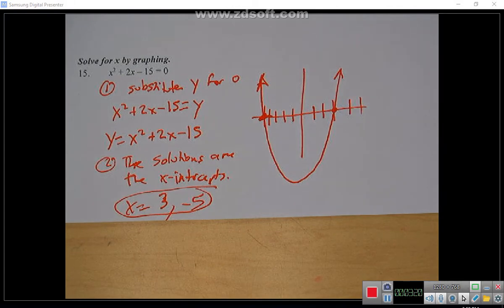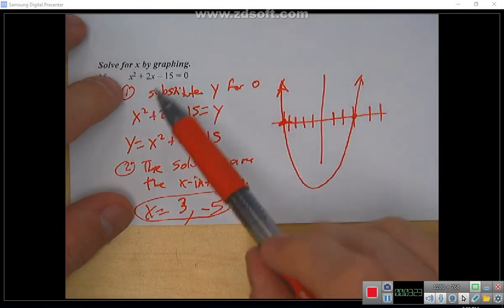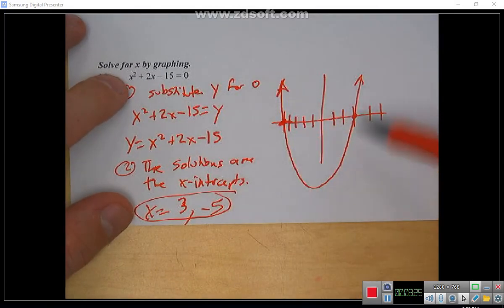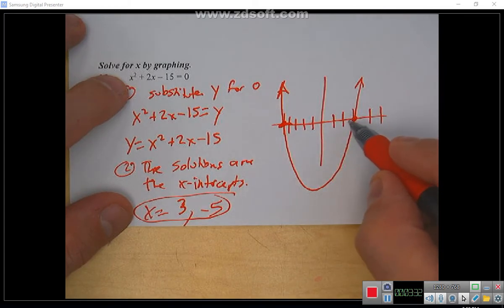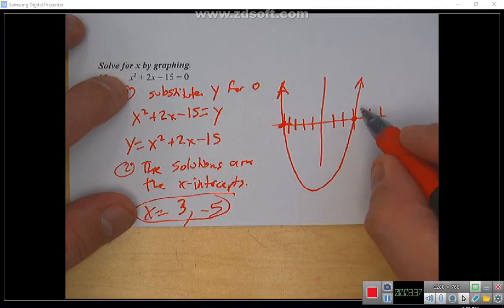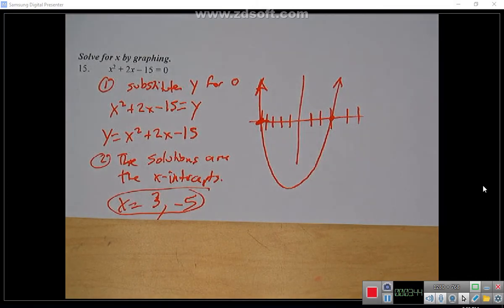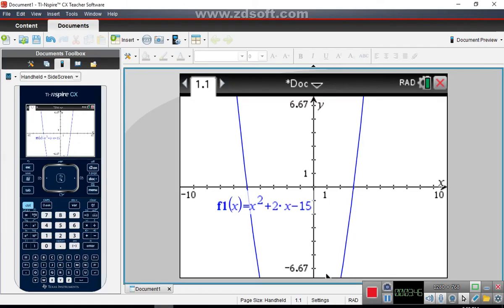Now you can ask yourself and come to the conclusion that we could have a parabola that's going to cross the x-axis in points that are in between some integers. So it could be between, say, for example, 3 and 4. And that would be really hard to identify exactly where that x-intercept is just by inspection. So there is a way using our TI Inspire to find those points.